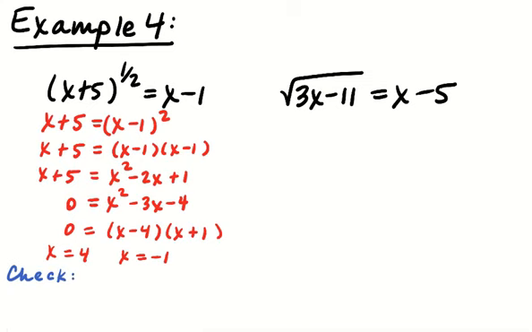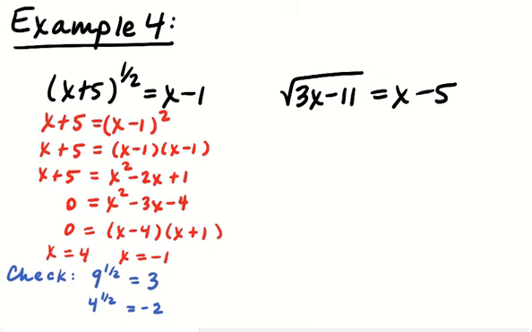Okay, when I plug in 4, I've got 9 to the 1/2 equals 4 minus 1 is 3. Is that true? Yes, 9 to the 1/2 is 3 because the 1/2 power is the square root. Okay, then when I plug in x equals negative 1, negative 1 plus 5 is 4. 4 to the 1/2 equals negative 1 minus 1 is negative 2. No, it is not.